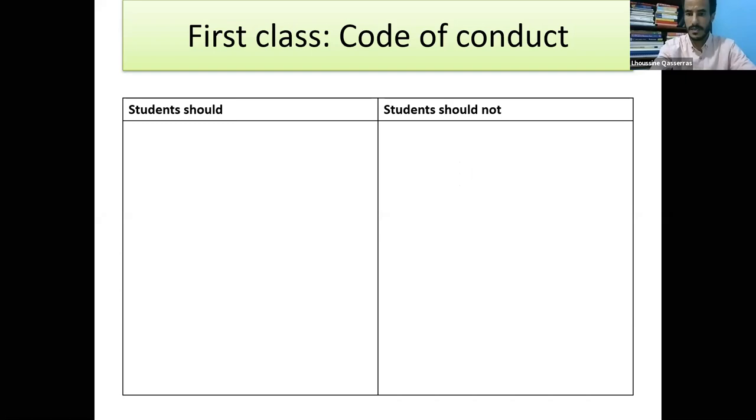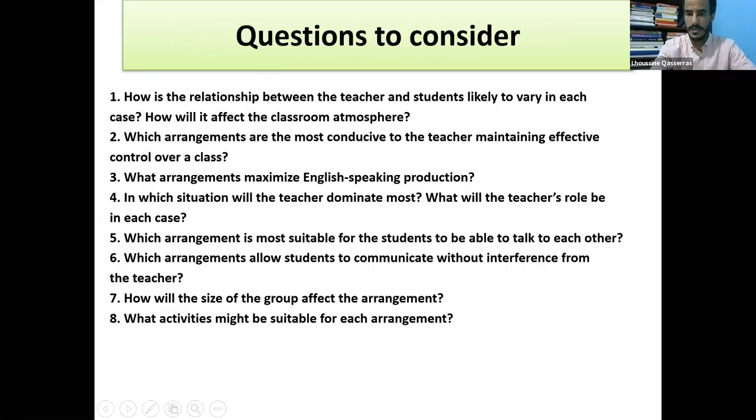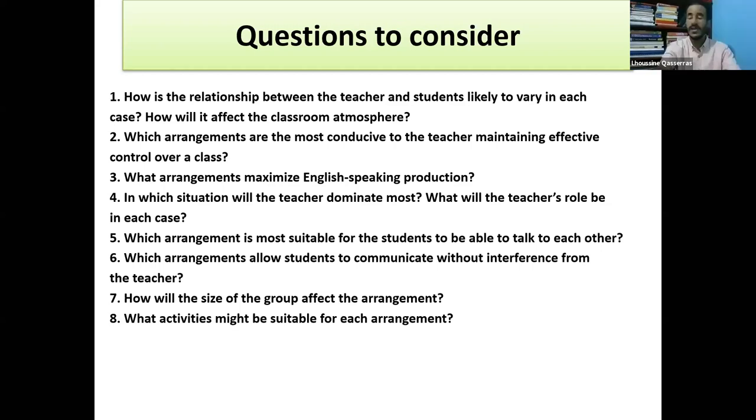Now, questions to consider. These are, as a summary, how is the relationship between the teacher and students likely to vary in each case? And how will it affect the classroom atmosphere? Which arrangements are the most conducive to the teacher maintaining effective control over a class? So these are very important questions to consider when you are managing your classes.